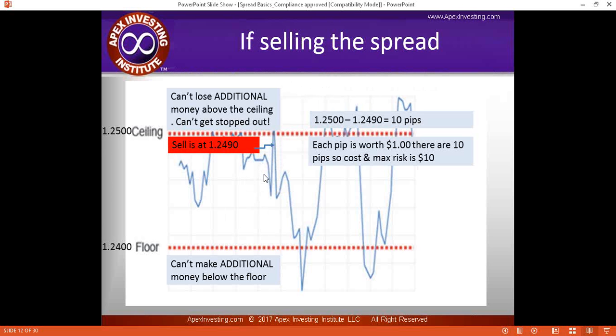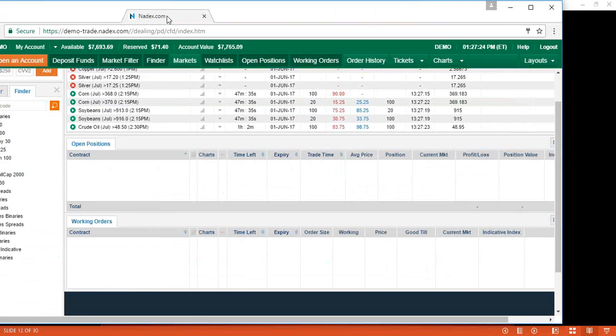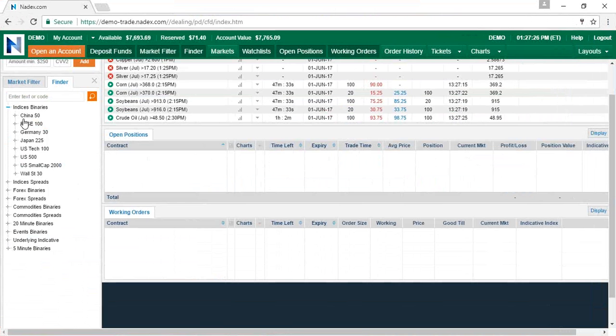Okay, so it's not real difficult to understand how spreads work. When you go on the Nadex platform and enter a spread trade, you're wondering, how much money do I have to put up for this trade? What's the max amount I can lose on this trade? It's that simple. That's how it's figured. In fact, let's pull up the platform real quick here.